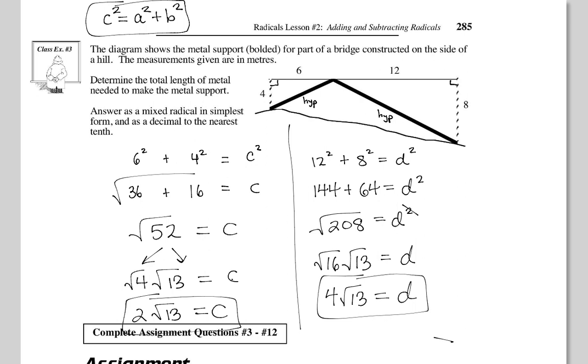And then they want to answer the question, which is probably just an addition or a subtraction. It says determine the total length to make both supports. So altogether 2 plus 4 is 6 root 13.